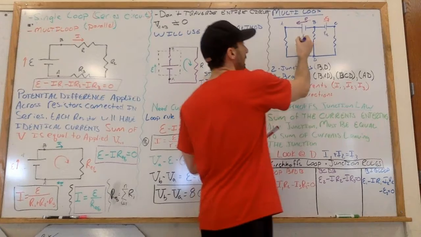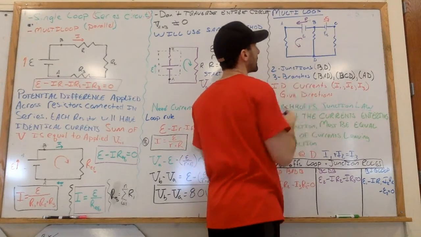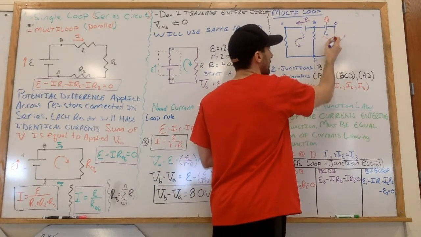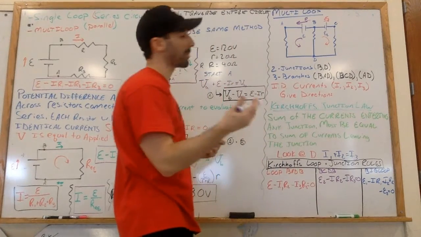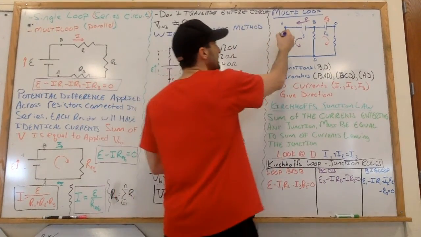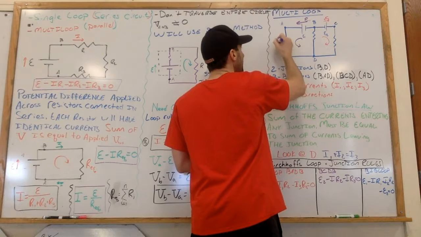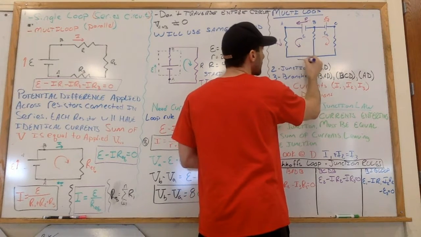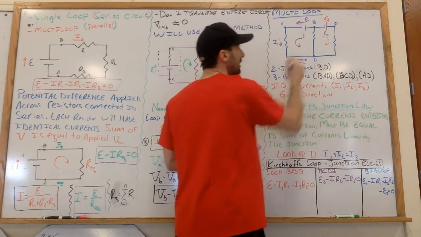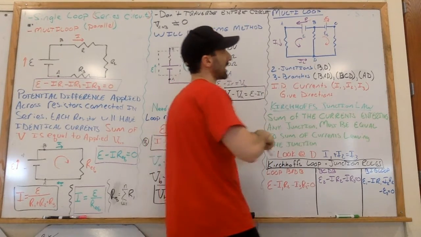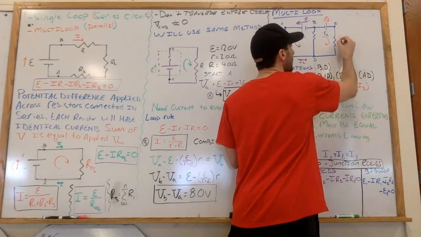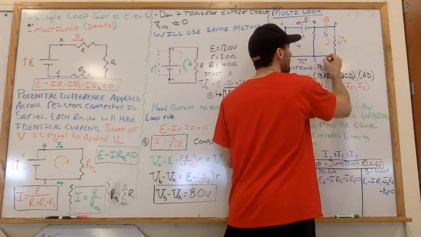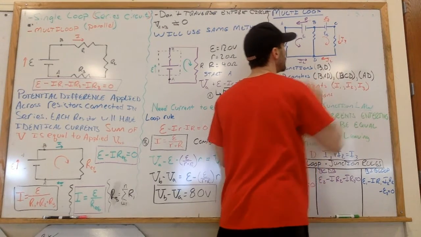And now I'm going to add my current arrow going around that circle, my current going around that loop. So I can see here that I would have I1 over there, and I1 is going into junction D. And I would have a current I2 going through this resistor, and a current going into junction D there.